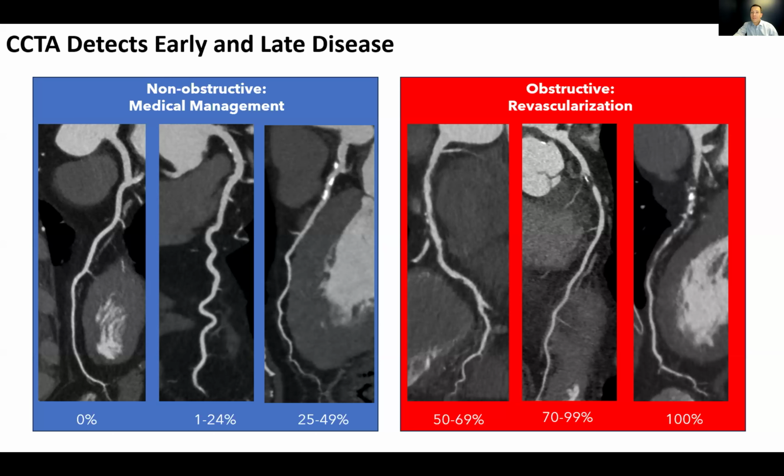I think the nice part about CCTA is we're also able to deal with the here and now. In the red, you see who has obstructive disease or potentially obstructive disease and who can benefit from PCI and revascularization right now. So just looking at CCTA, you're able to get a lot of information about what to do with patients, even if they don't have significant coronary disease.